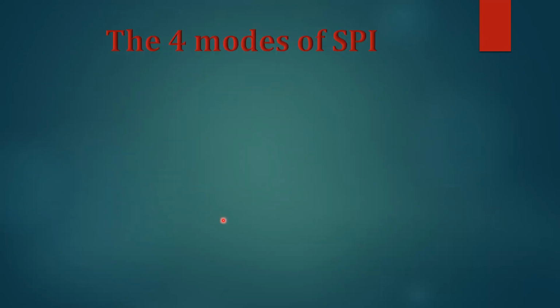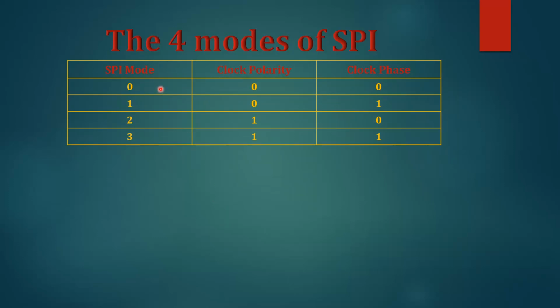Now, the four modes of SPI. SPI works in four modes, and those four modes are mode 0, mode 1, mode 2, mode 3. And how are these modes divided? This is divided based on the value of clock polarity and clock phase. This particular combination should look like a truth table to you. You can see 00, 01, 10, 11. So based on the values of clock polarity and clock phase, the SPI mode is decided.